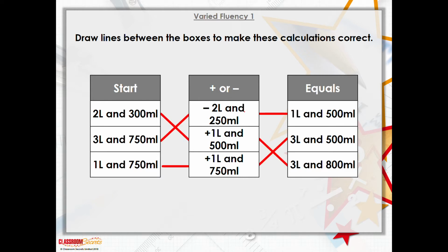And hopefully, welcome back, you've got these answers here. 2 litres and 300 millilitres, add 1 litre and 500 millilitres, equals 3 litres and 800 millilitres. 3 litres and 750 millilitres, subtract 2 litres and 250 millilitres, equals 1 litre and 500 millilitres. And then finally, what we have left, 1 litre and 750 millilitres, add 1 litre and 750 millilitres, equals 3 litres and 500 millilitres.